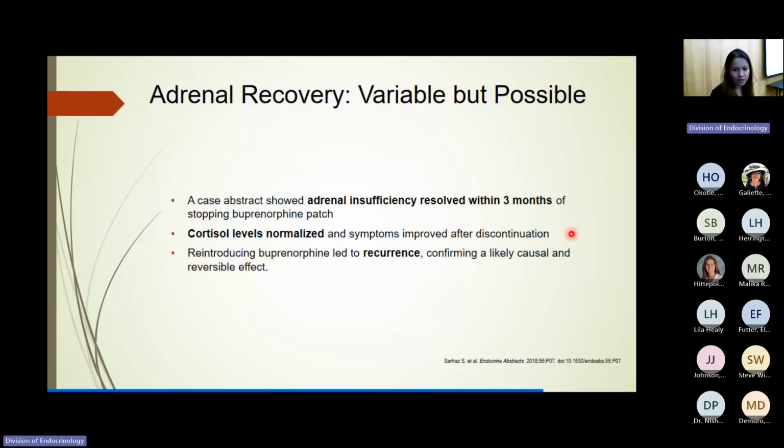I couldn't find the actual abstract to put on the screen, but there was an endocrine abstract in 2018 by Surfaraz et al. They talked about a case in which a patient had adrenal insufficiency and was on a buprenorphine patch. They stopped the patch, and cortisol levels normalized. For some reason, the patient restarted the patch and the cortisol level again got low, so in that case report, they showed the causation of that.